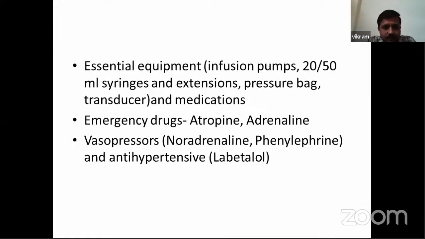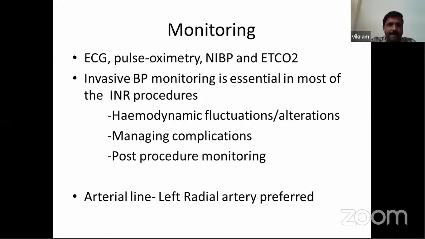And before inducing a patient, make sure all the essential equipment, including the infusion pumps, the syringes with extension, pressure bags, transducers to set an arterial line, and all the anesthetic medications are available. And apart from this, keep ready the emergency drugs, including atropine, adrenaline, in case of any complication. And since there are a lot of hemodynamic fluctuations, we also need to keep ready the vasopressors, mainly noradrenaline, phenylephrine, and antihypertensive agents like injection labetalol.